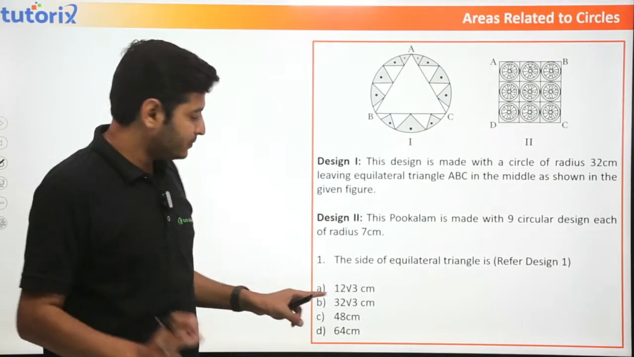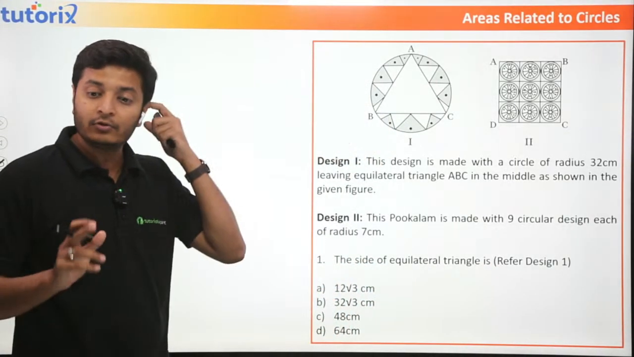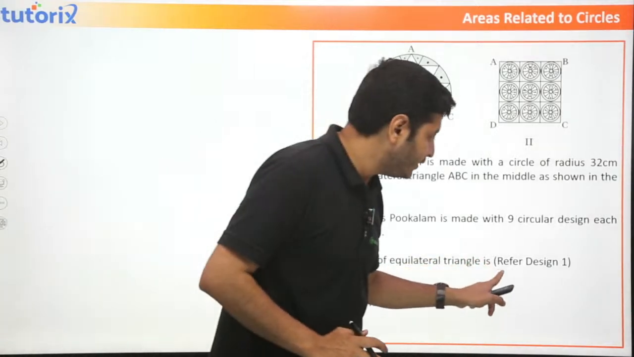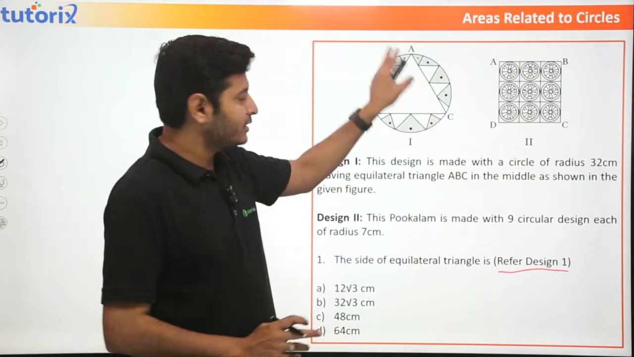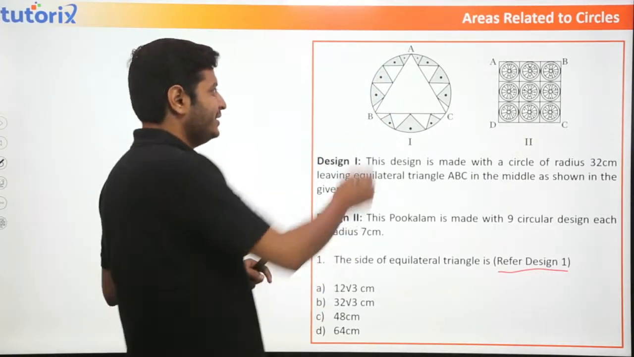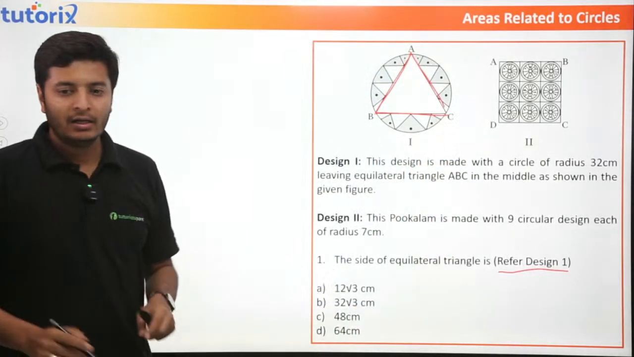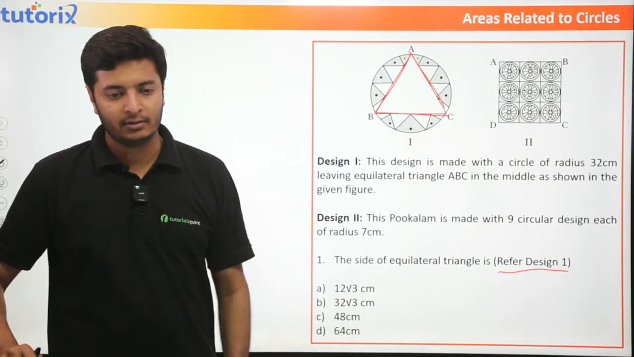Now, first problem is: what is the side of the equilateral triangle? You need to find the side of the equilateral triangle. Also given to us that we need to refer to design 1. So from this design, you need to tell me the side length of this equilateral triangle. Okay, I'm going to wait. Please everyone do find the side length.